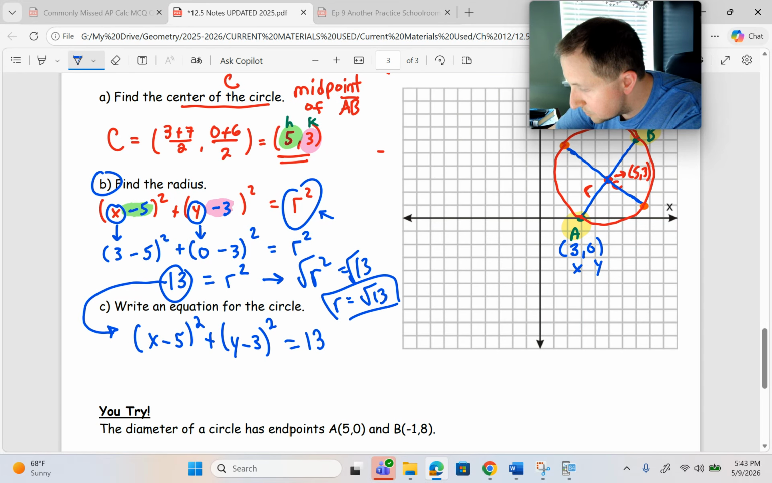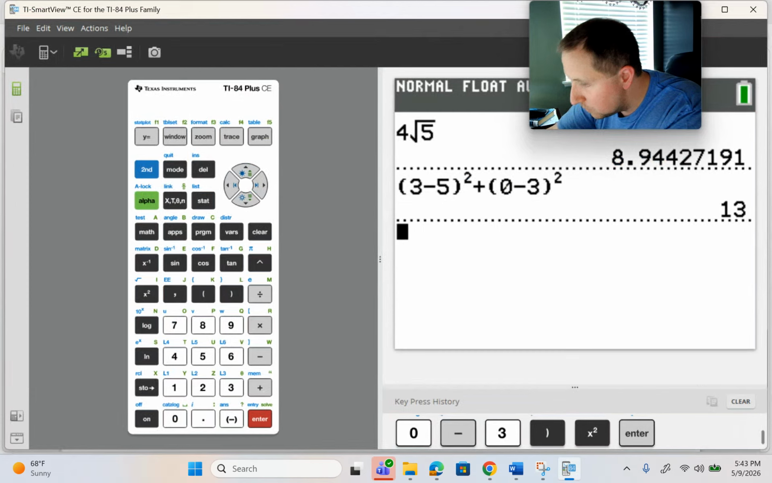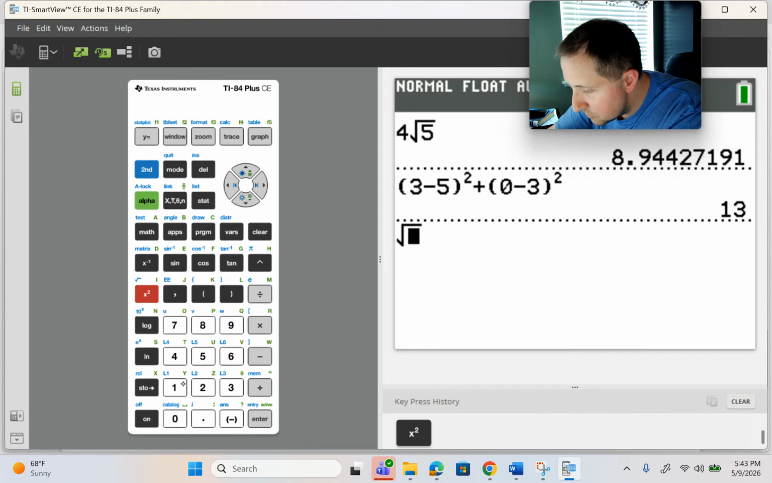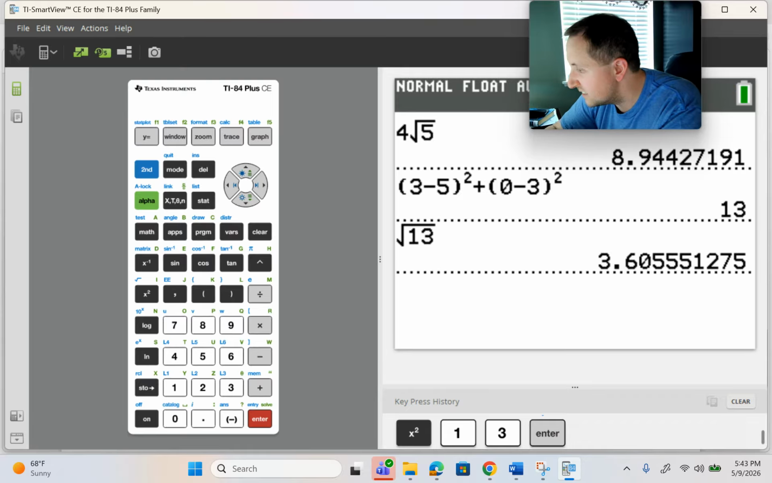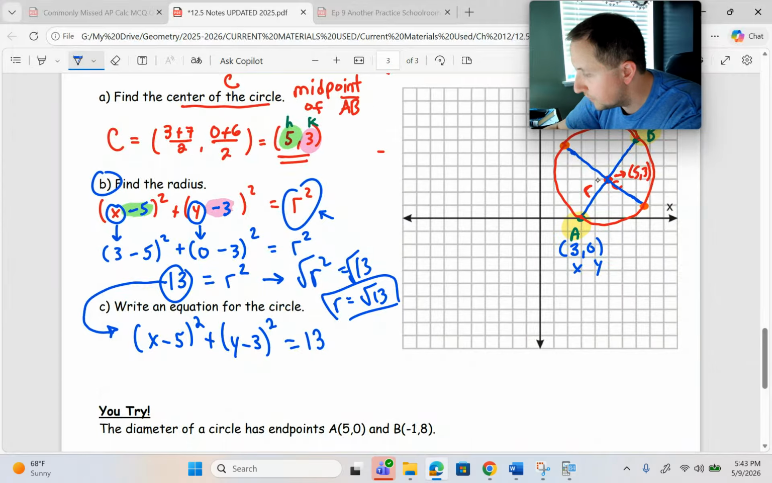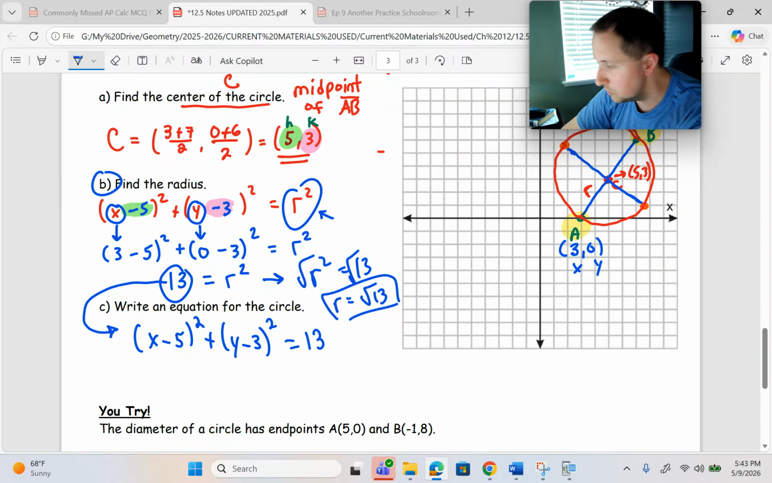So there's my radius. And if you kind of see, root 13 is about, root 16 would be 4, so root 13 is a little smaller than 4, 3.6. So those blue segments that I drew on the graph, they're about 3.6 units long.